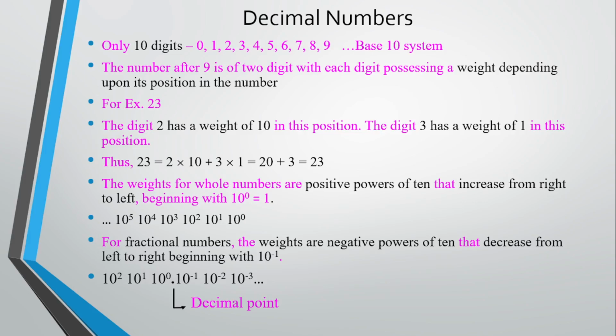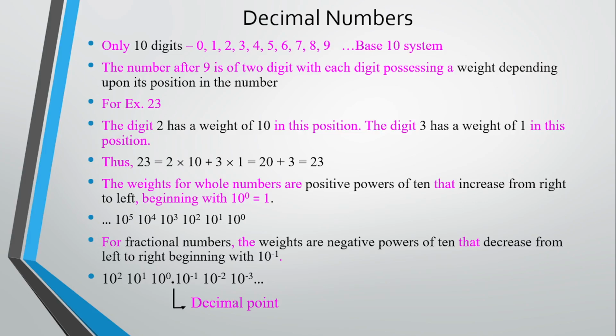And what about the fractional numbers? For fractional numbers, the weights are negative powers of 10, that means 10 to the power minus 1, 10 to the power minus 2, 10 to the power minus 3, and so on, which decrease from left to right, beginning with 10 to the power minus 1. Left means the nearest position, rightmost position after decimal point, as it is shown in the slide. So after the decimal point, the first weight towards right is 10 raised to minus 1, then 10 to the power minus 2, then 10 to the power minus 3, 10 to the power minus 4, and so on.